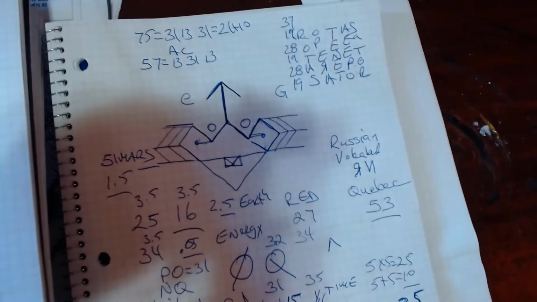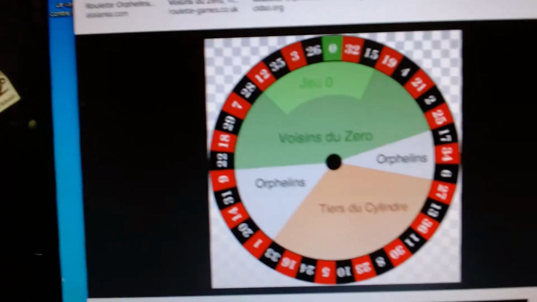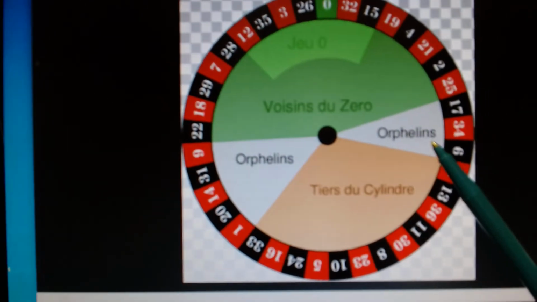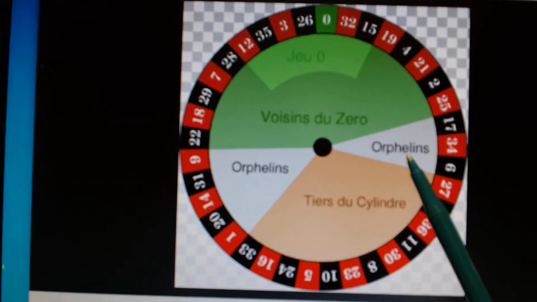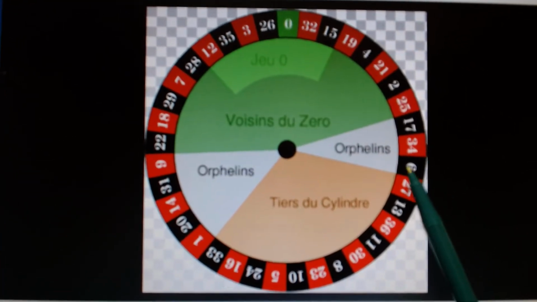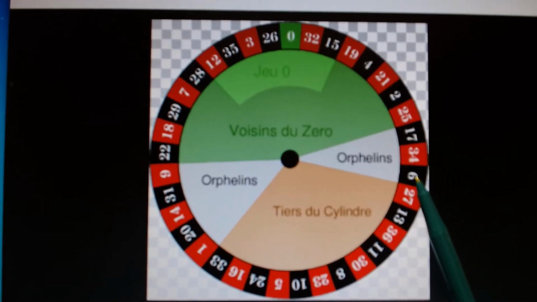Now when you go down to the roulette, you get orphalin. If you put orphalin on the computer, it'll tell you orphan children. 1776, 8, 7, and 6 equaling 21, the cube.